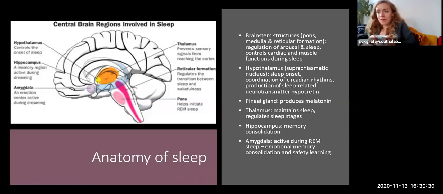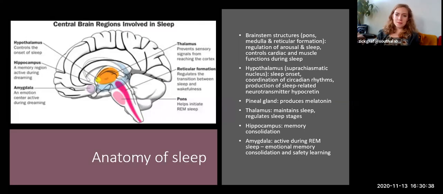Okay, so way back in the beginning of this lecture, I said that the brainstem would be relevant for psychopathology. This is when it's relevant. Brainstem structures, including the pons, medulla, and reticular formation, help to regulate arousal. And during sleep, they help to regulate and suppress arousal. So they basically maintain the functions that we need to maintain to stay alive, like breathing and heart rate, while helping to suppress other kinds of arousal in the body.